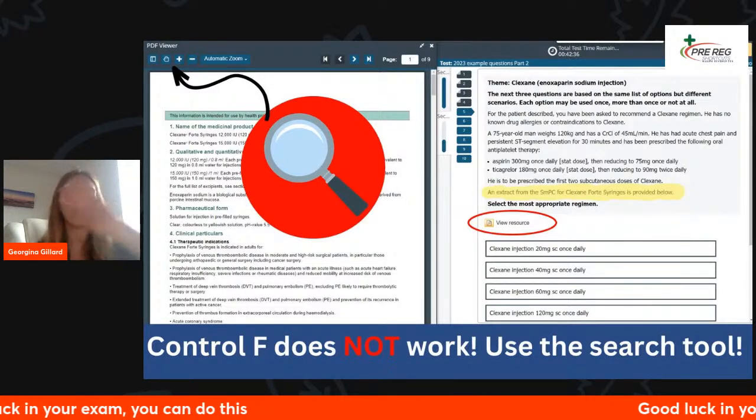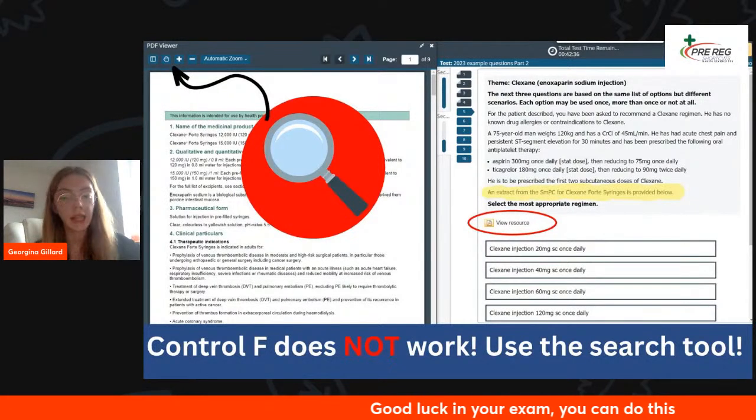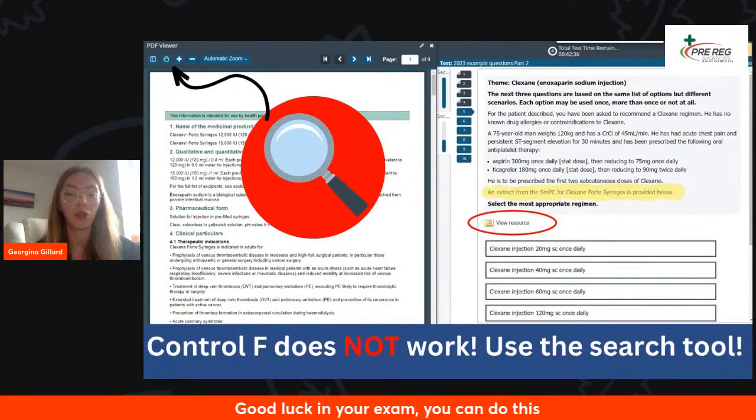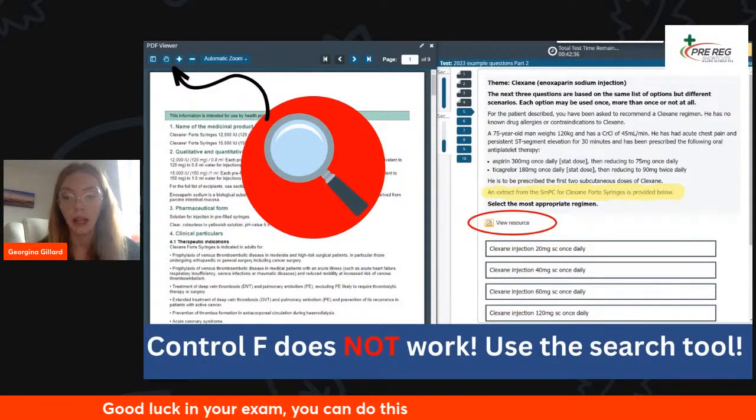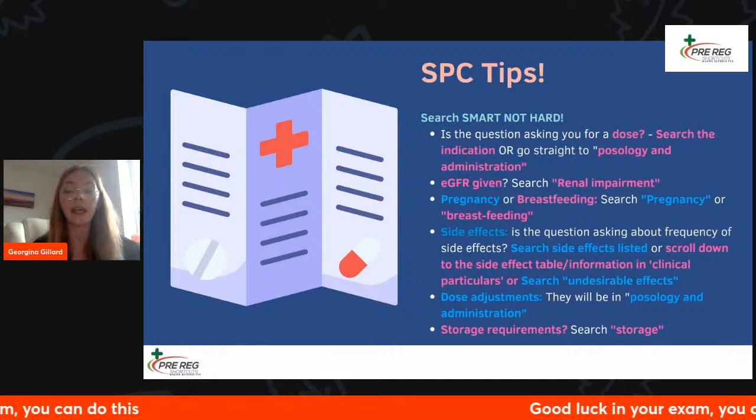So this is why I'm teaching you 2 methods. You've got understanding the structure of the SPC, so you know exactly where to look for that information, but you've also got that search tool. Fantastic. So SPC tips.